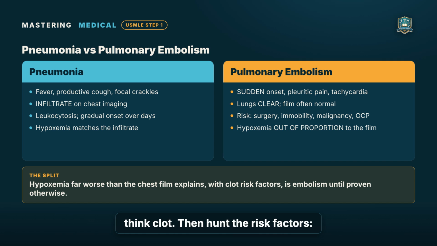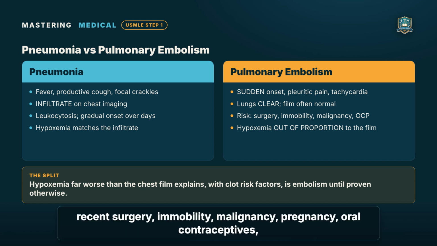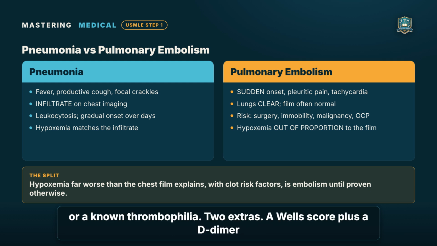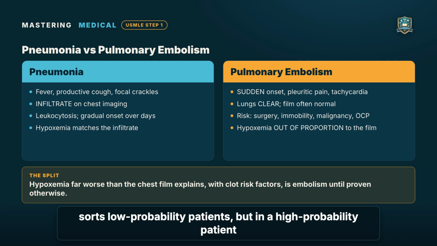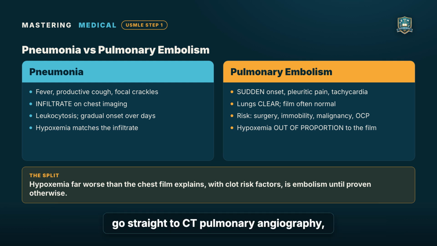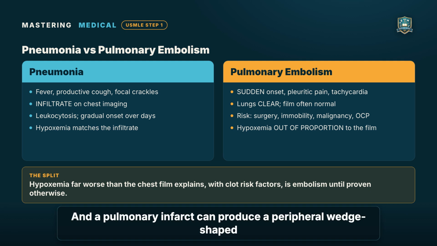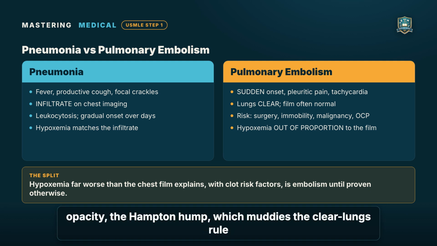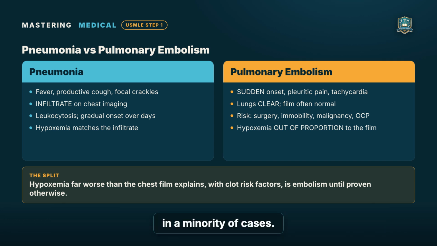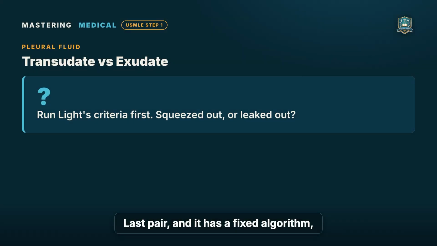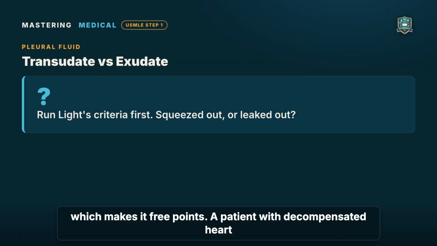Then hunt the risk factors: recent surgery, immobility, malignancy, pregnancy, oral contraceptives, or a known thrombophilia. Two extras: a Wells score plus a D-dimer sorts low probability patients, but a high probability patient goes straight to CT pulmonary angiography because a negative D-dimer does not clear them. And a pulmonary infarct can produce a peripheral wedge-shaped opacity, the Hampton hump, which muddies the clear lungs rule in a minority of cases. Last pair, and it has a fixed algorithm, which makes it free points.